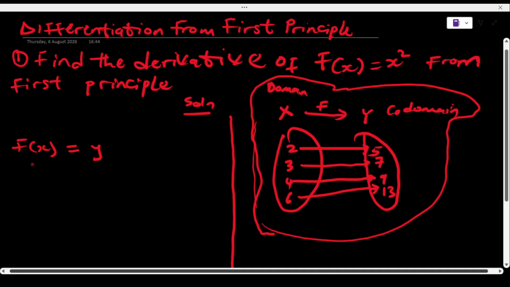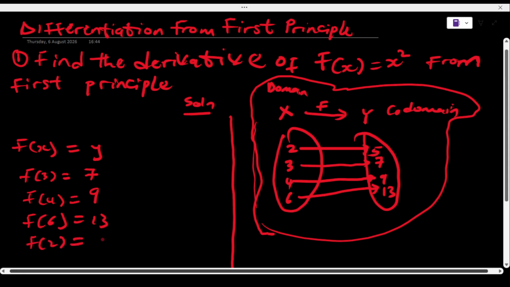Similarly, if we write f of 3 here, function of 3, it gives us 7, which is y. Function of 4 gives us 9. Function of 6 gives us 13. While the function of 2 gives us 5. So to calculate all these functions, how do we go about it?